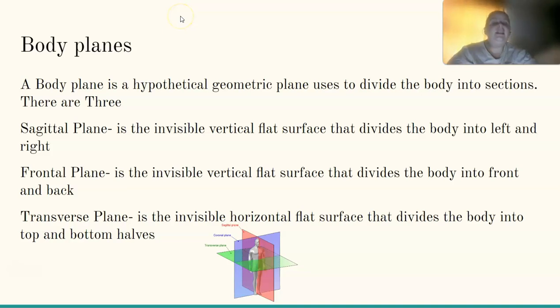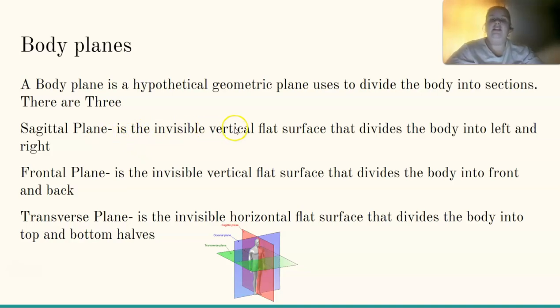All right, the next thing we're going to talk about before we get into some of those other anatomical terms is body planes. A body plane is a hypothetical geometric plane used to divide your body into sections, and there are three of them. So when we place things using those anatomical terms, we need to make sure we are talking about them in the right plane of the body. The first one is our sagittal plane. Down here it is red. You also have a picture of this on your guided notes.